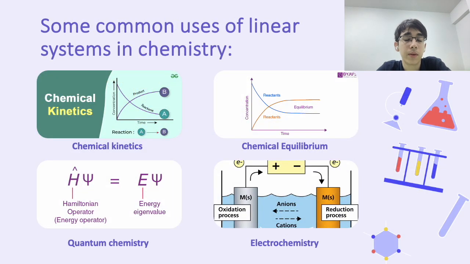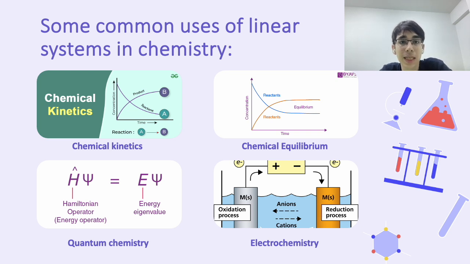This slide shows the most common fields of chemistry in which systems of linear equations can be used. The first field is chemical kinetics. In kinetics reaction, linear systems can model the rates at which reactants are converted into products over time. The rate laws can often be expressed as linear equations under certain conditions, allowing for straightforward analysis and predictions.